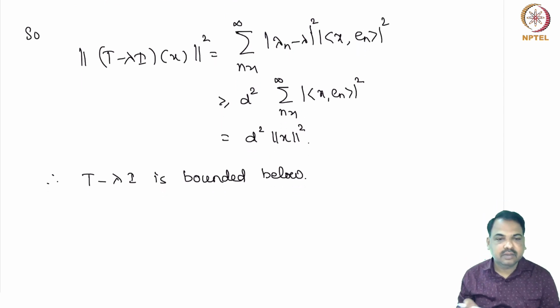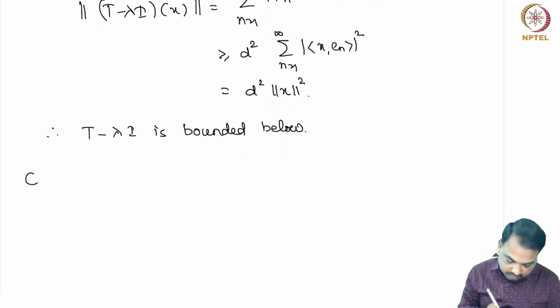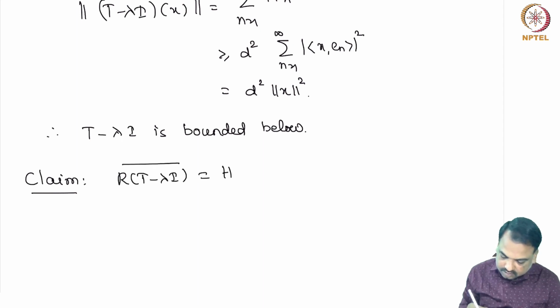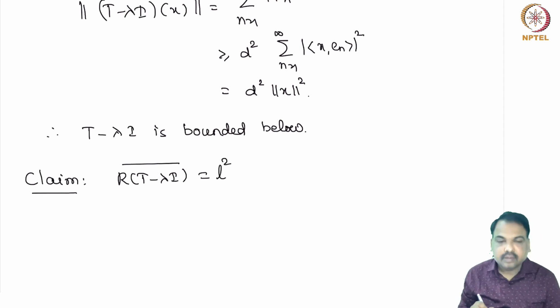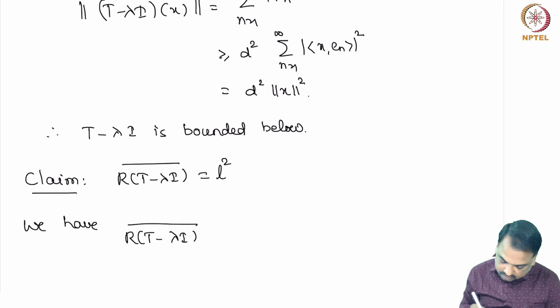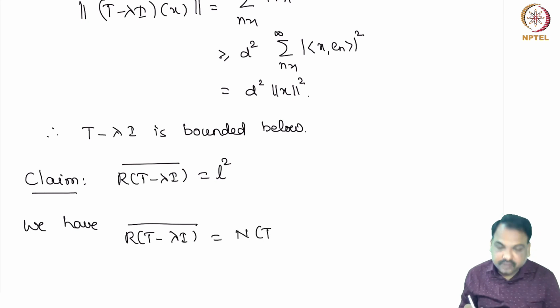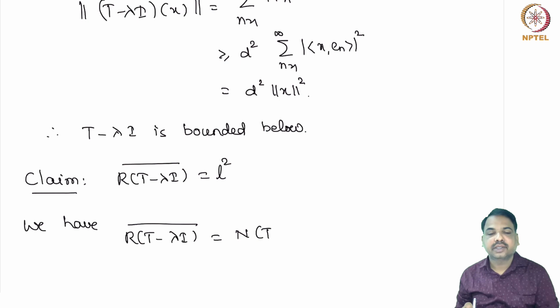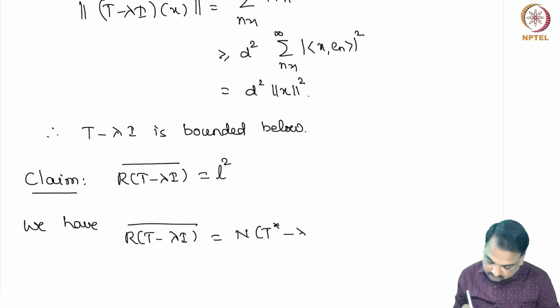So to show that T minus lambda is invertible, it is enough to show that the range of T minus lambda is dense. So claim: the range of T minus lambda is dense in H. Here H is nothing but L2. But what is the range of T minus lambda I? We have that the range of T minus lambda I closure is exactly the null space of the adjoint of this whole operator, that is, the null space of T star minus lambda bar I.